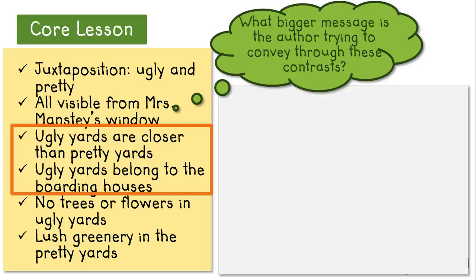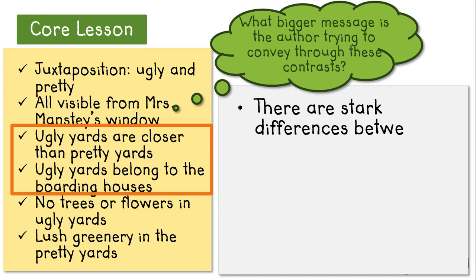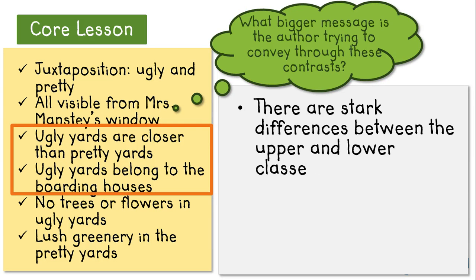So I think one of the big points Wharton is trying to make is that in the 19th century, there are stark differences between the upper and lower classes. When Wharton is explaining the pretty yards, the language is almost poetic. Mrs. Manstey is able to overlook the ugly yards just to focus on the pretty ones. It is this view that she is willing to do anything to keep.